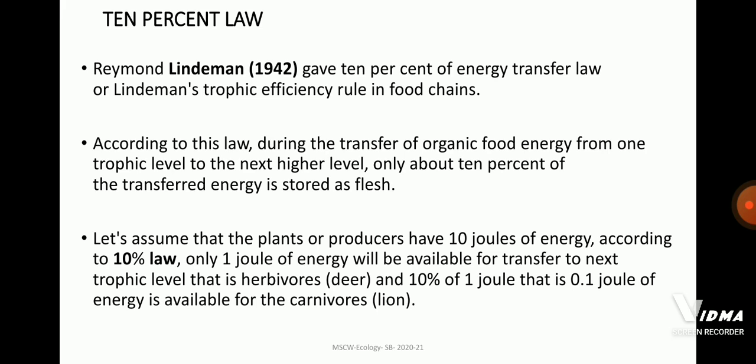Now let us assume that the plants or producers have 10 joules of energy. According to the 10% law, only 1 joule of energy will be available for transfer to the next trophic level, that is herbivores. And 10% of 1 joule, that is 0.1 joule of energy, is available for the carnivores such as lions.